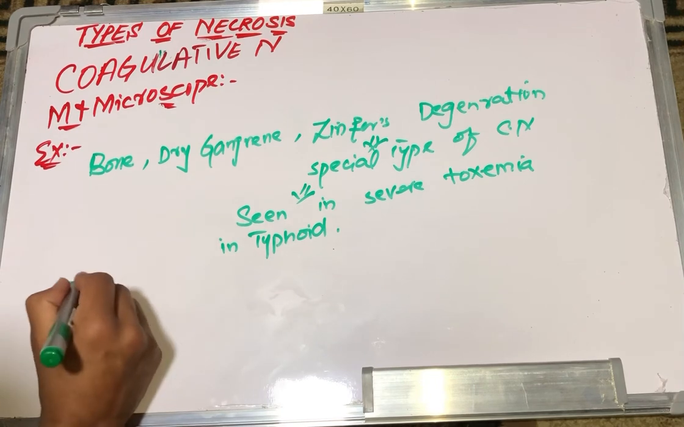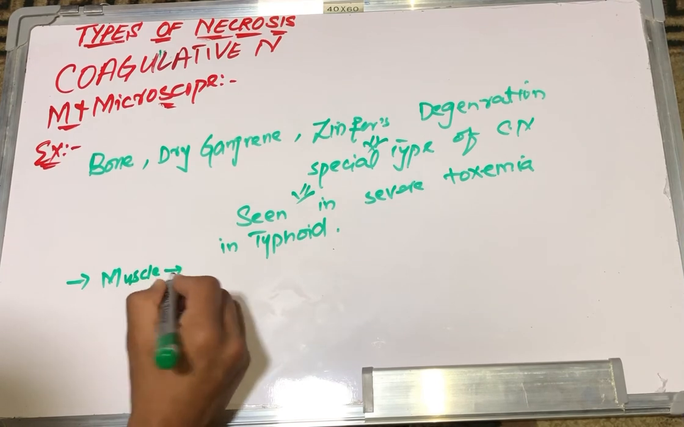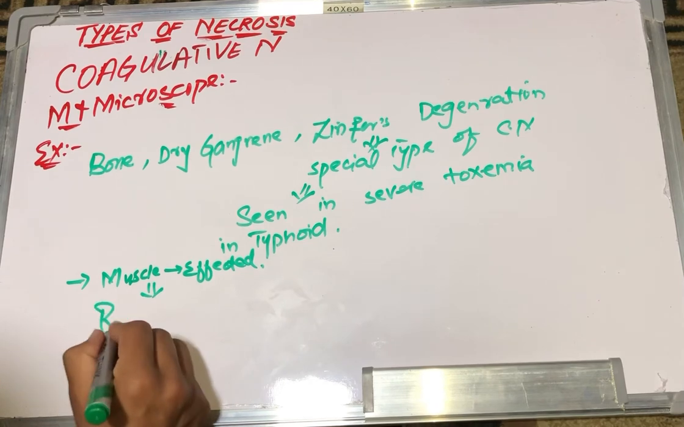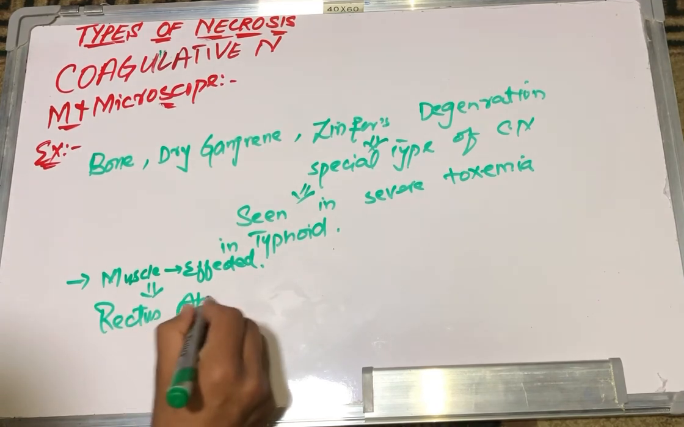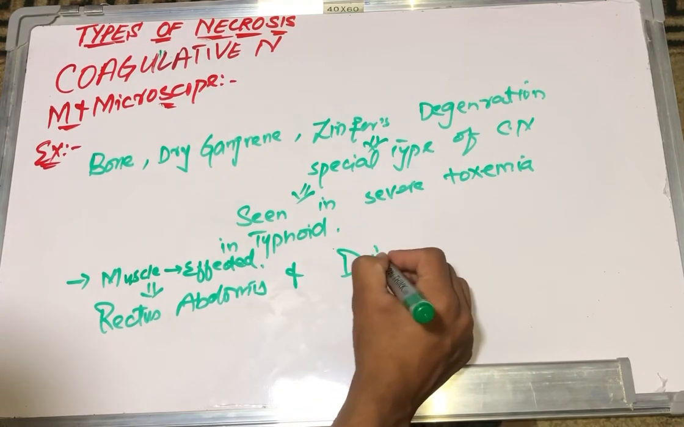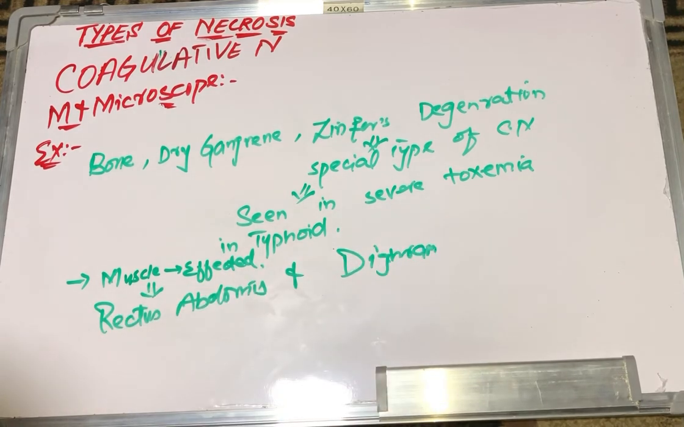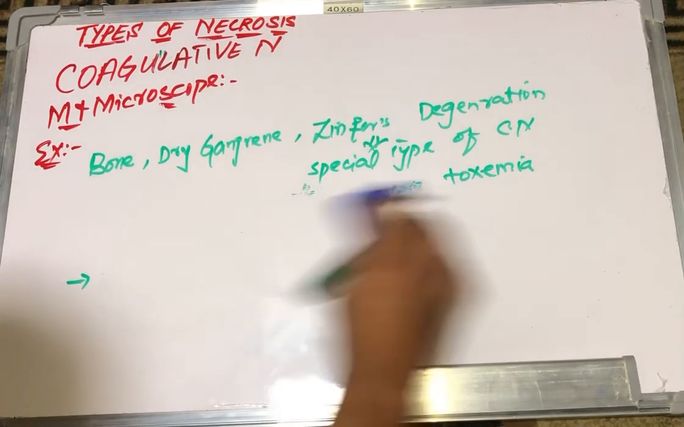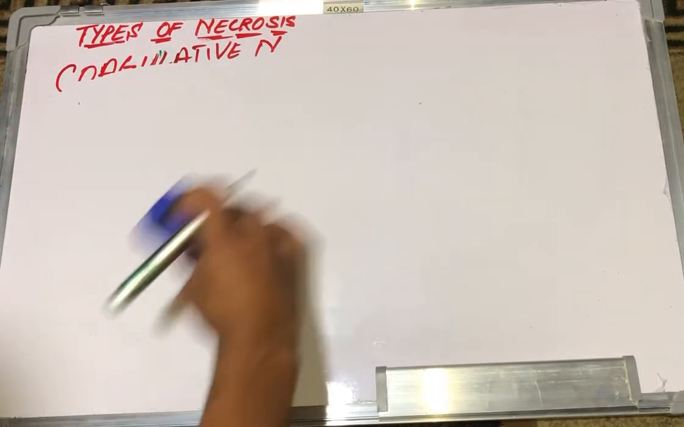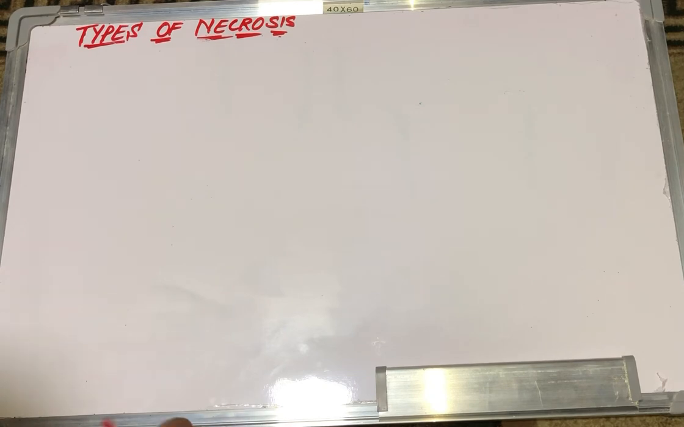Muscles are also affected by coagulative necrosis. Which muscles? Mostly the rectus abdominis and diaphragm muscles. So this is all about coagulative necrosis. We discussed where coagulative necrosis occurs, how it looks under the microscope, and what the examples of coagulative necrosis are.